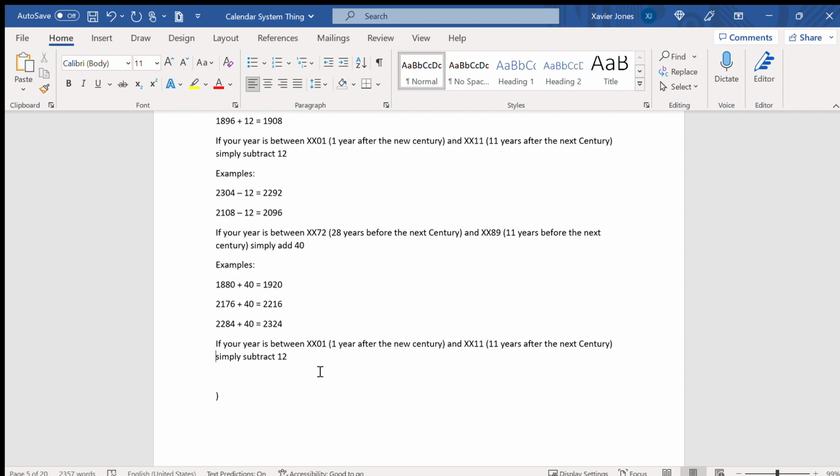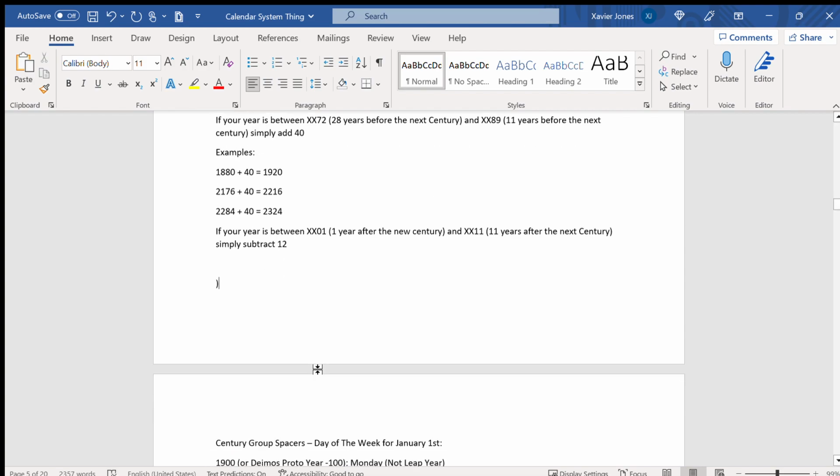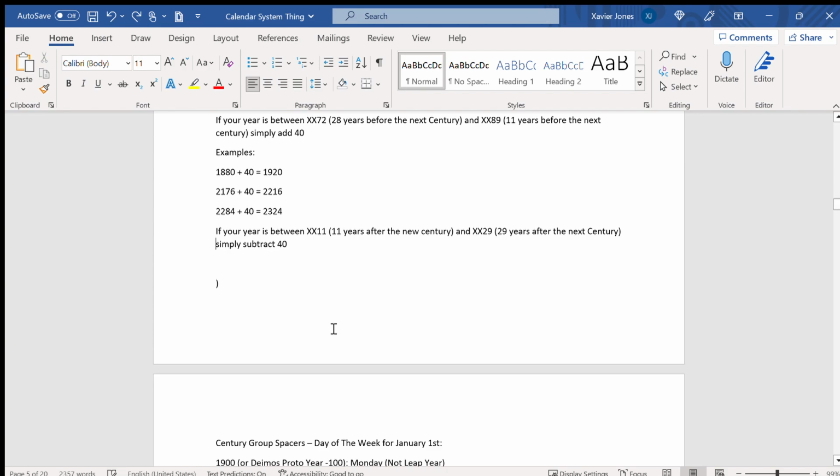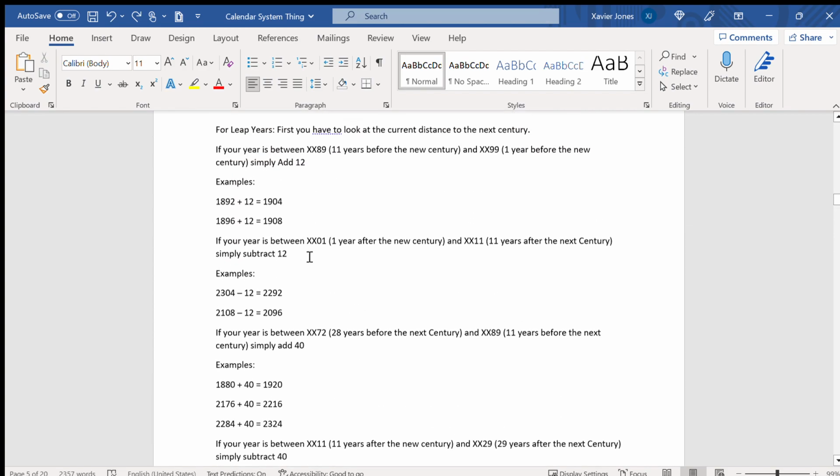If your year is between, this would be XX29, or 29 years after the next century, and 11 years after the next century. Simply subtract 40. So an example of that would be, what did I do last time for subtraction? Just random numbers?